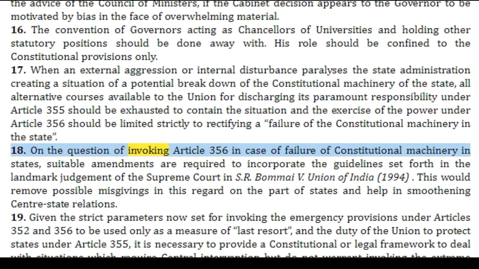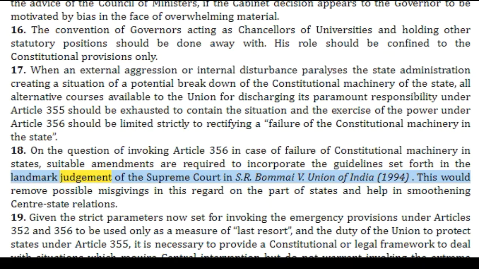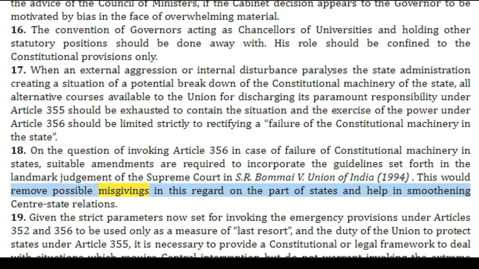18. On the question of invoking Article 356 in case of failure of constitutional machinery in states, suitable amendments are required to incorporate the guidelines set forth in the landmark judgment of the Supreme Court in S.R. Bommai v. Union of India, 1994. This would remove possible misgivings in this regard on the part of states and help in smoothing center-state relations.